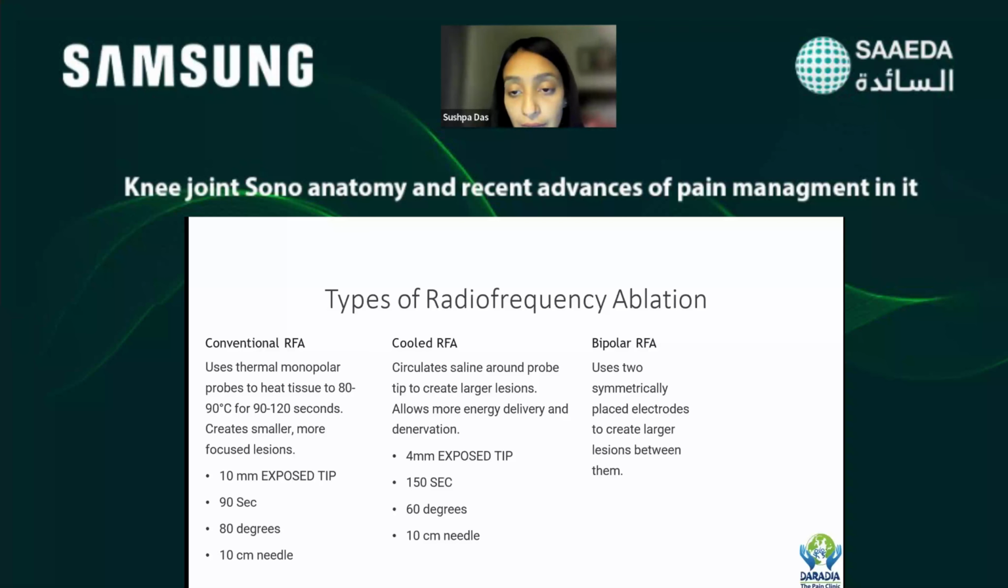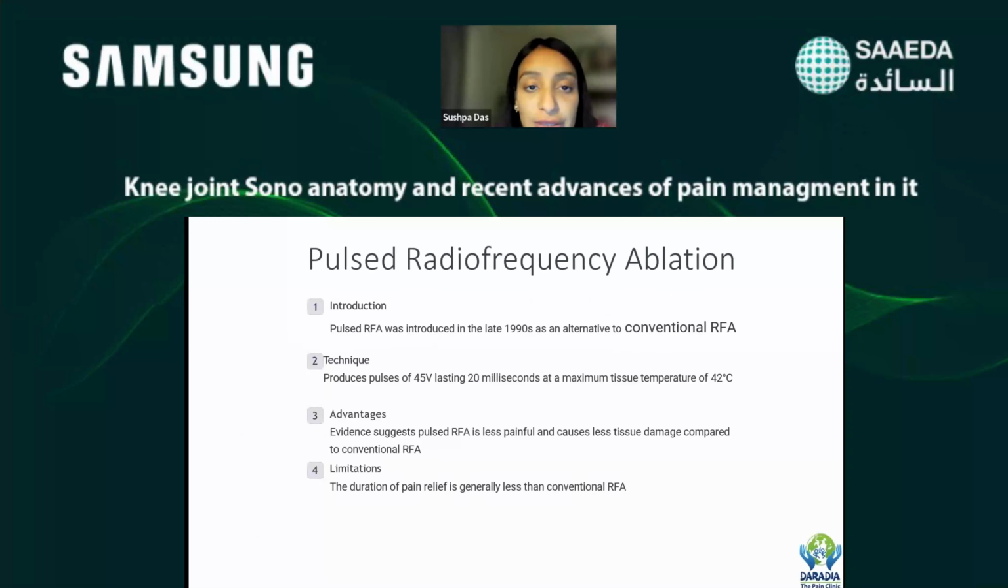Then there is bipolar radio frequency ablation. Here, what we do is 1 centimeter apart, we put 2 probes, and it creates a dumbbell-shaped lesion. So, pulsed radio frequency ablation was introduced in the late 1990s, and the technique produces pulses of 45 volt lasting for 20 milliseconds at a maximum tissue temperature of 42 degrees.